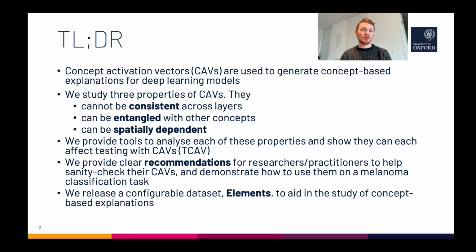So a quick summary of the overall paper. In general, what we're interested in is a method called concept activation vectors, which are used to generate concept-based explanations for deep learning models. We studied three different properties of CAVs. They can be inconsistent across layers, they can be entangled with other concepts, and they can be spatially dependent. We provide tools to analyze each of these properties and show they can each affect testing with CAVs. In other words, they can affect the explanations you generate from these CAVs.